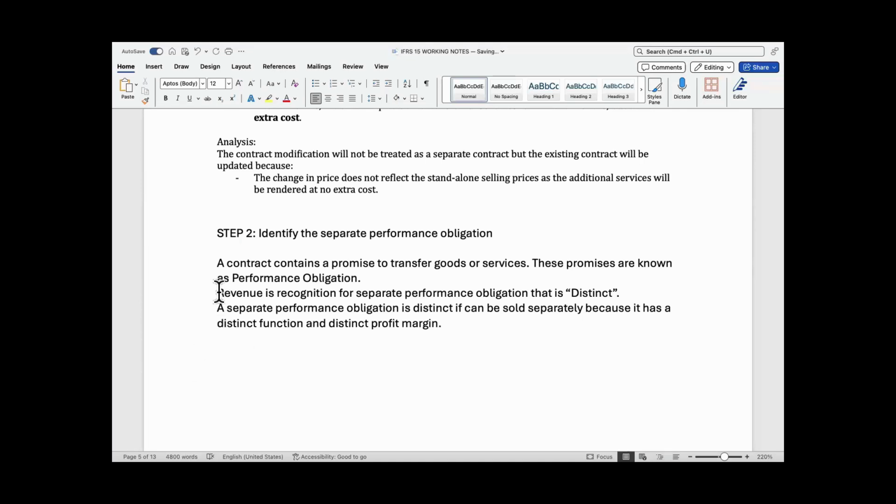So this story is coming from when you want to recognize revenue, you recognize revenue for a separate performance obligation that is distinct. And when we say a separate performance obligation is distinct, it means that you can sell it separately. And you can only sell it separately because it has a distinct function and a distinct profit margin.